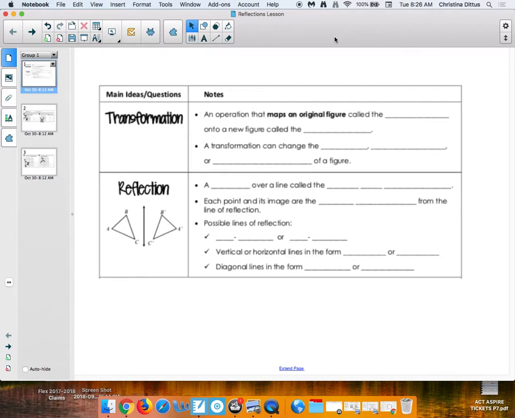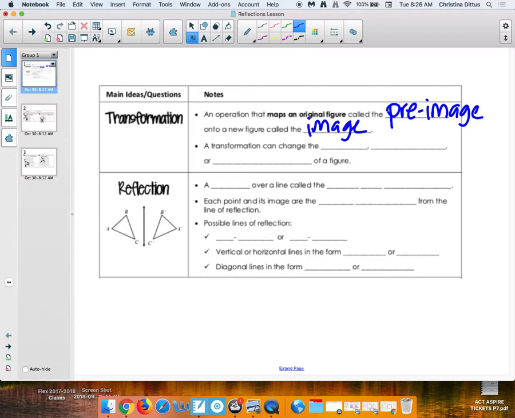Two things are called transformation and translation, and sometimes they get mixed up. Transformation includes everything that we're going to talk about this whole chapter. This whole chapter is on transformation. It's something that maps a figure, which we call a pre-image. The pre-image is the picture you start with, and then the new thing is called the image.